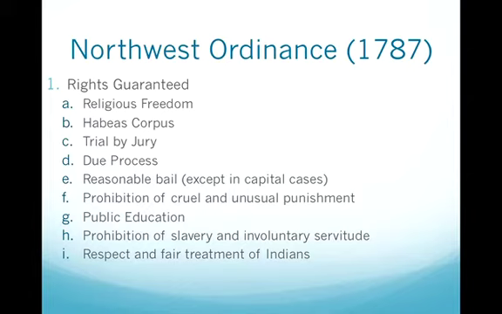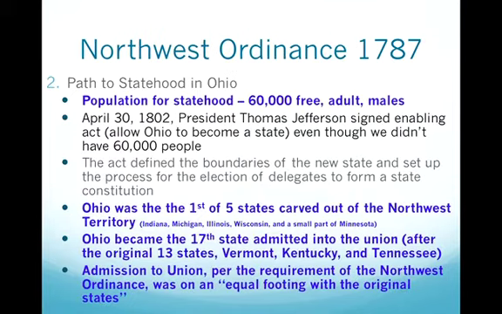When those people were there, settling, the Northwest Ordinance established that they were entitled to things like religious freedom and the writ of habeas corpus. So, in order to be held in custody, law enforcement needed to tell them why they were being held. Also trial by jury and due process, a lot of those things we find in the first 10 amendments. A public education. Slavery was outlawed in the Northwest Territory, and respect and fair treatment of Indians, which wasn't really adhered to a lot of times.